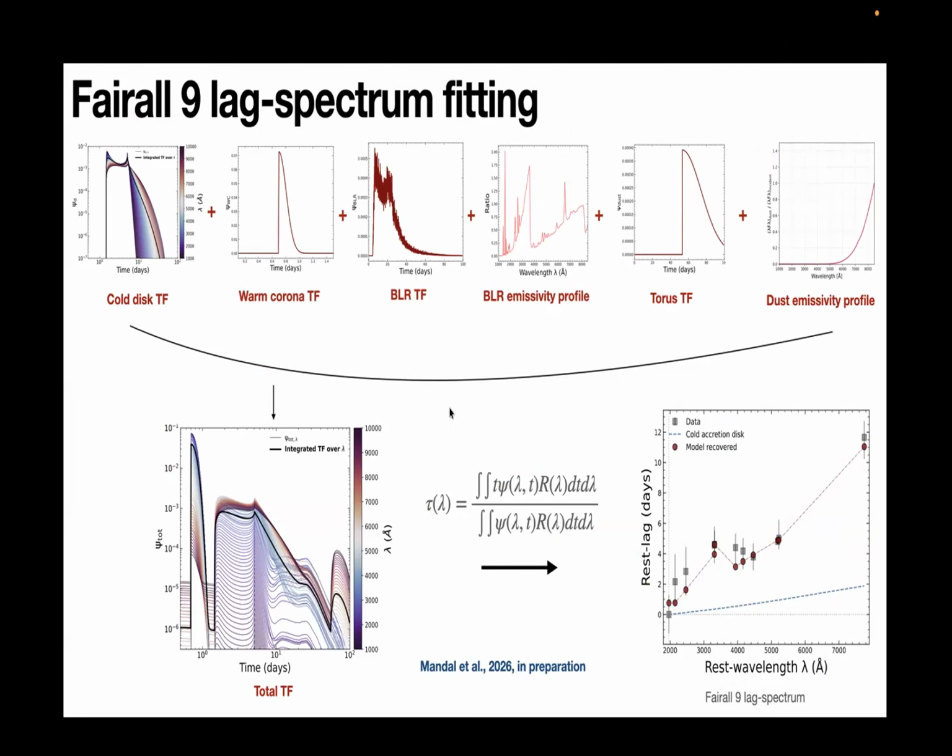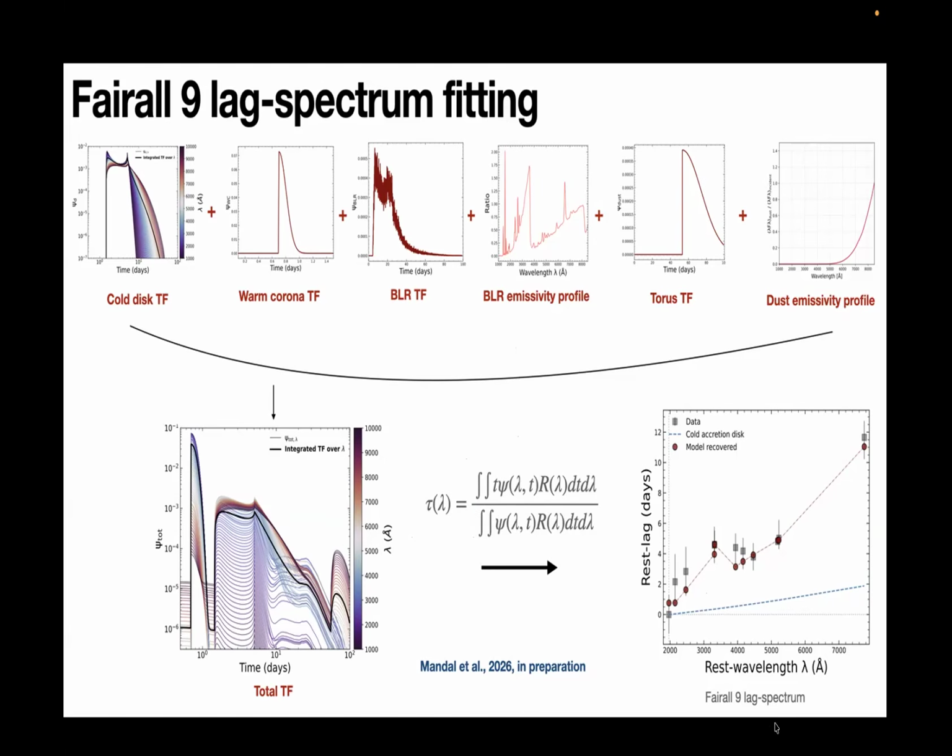So we combine all of these responses to construct the total transfer function, which is shown in the bottom left panel, at different wavelengths. Then we computed the delay at different wavelengths by using this equation, and then we plotted the model recovered time delays on the observed lag spectrum of Heraklion, which is shown in this figure, where the points with error bars are the observed time delays, whereas the red circular points represent the model recovered time delays. So our model successfully recovers all of the observed time delays within the error bars.